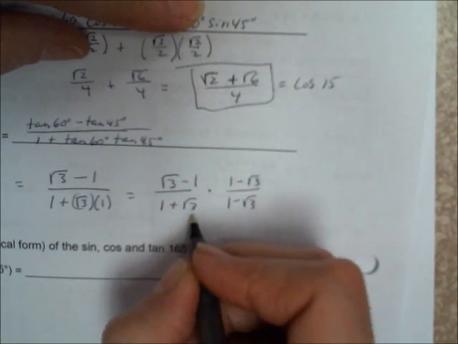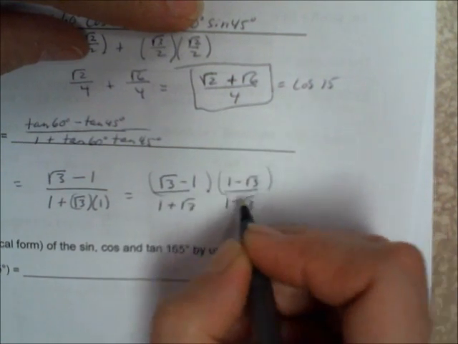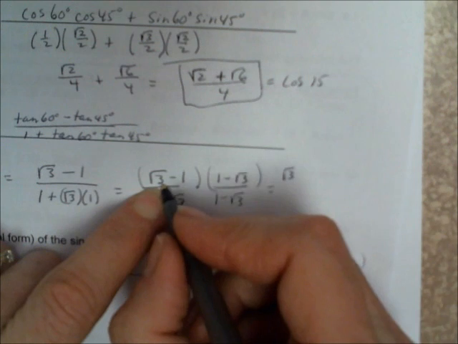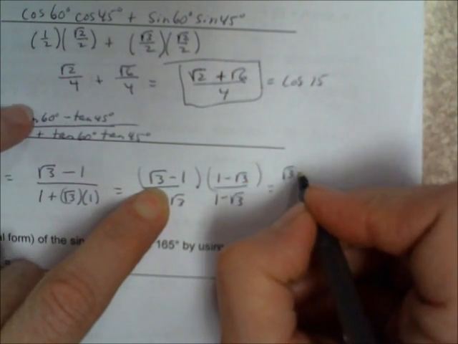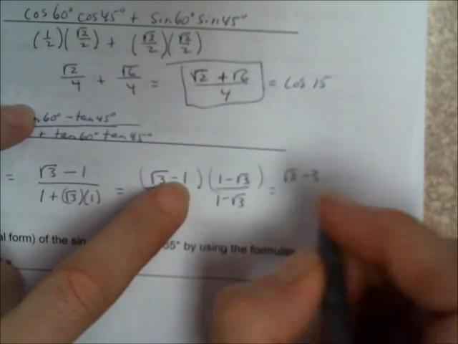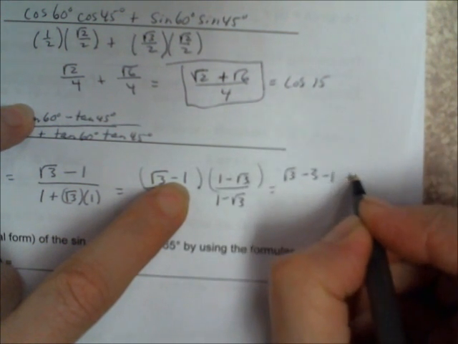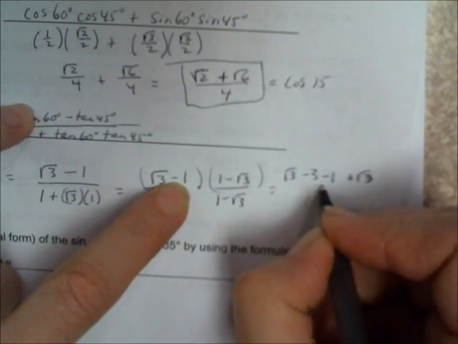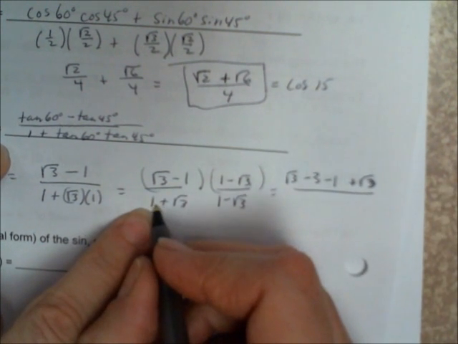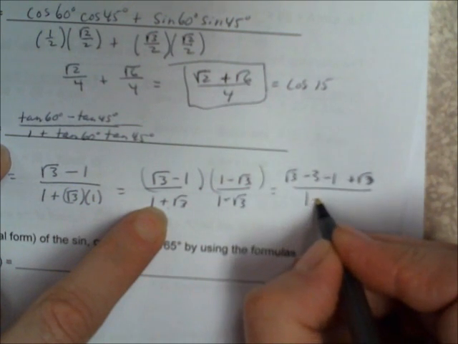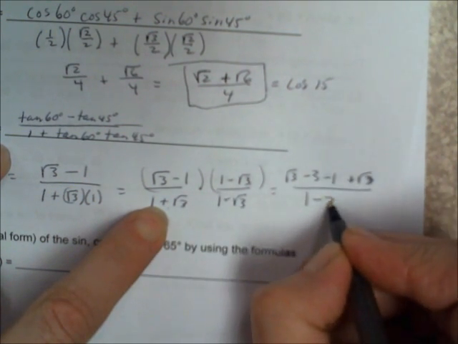Remember, the conjugate of the denominator. So we have to FOIL the top. Square root of 3 times 1 is the square root of 3. Square root of 3 times negative square root of 3 is negative 3. Negative 1 times 1 is negative 1. And negative times negative is positive square root of 3. And in the denominator, all we have to do is F and L. 1 times 1 is 1. Positive times negative is negative. Square root of 3 times square root of 3 is 3.